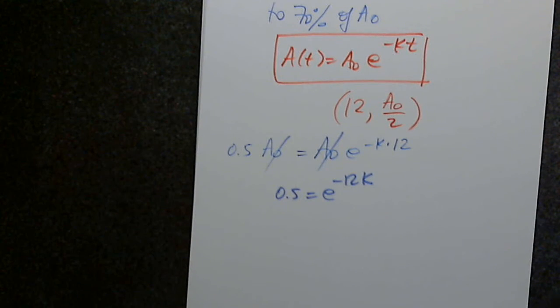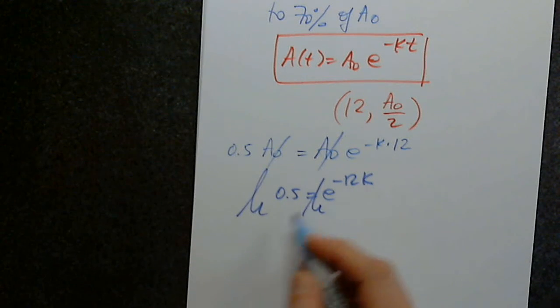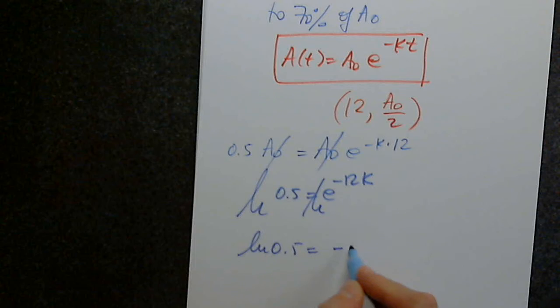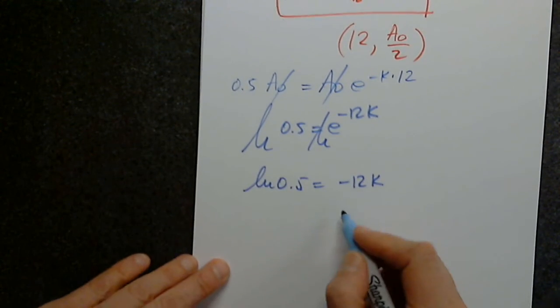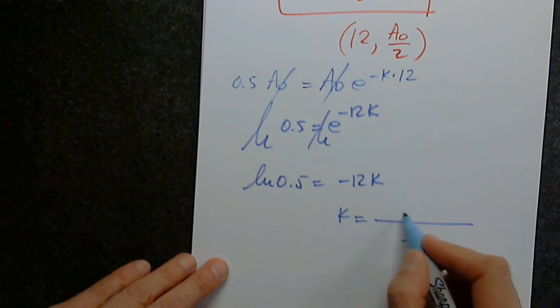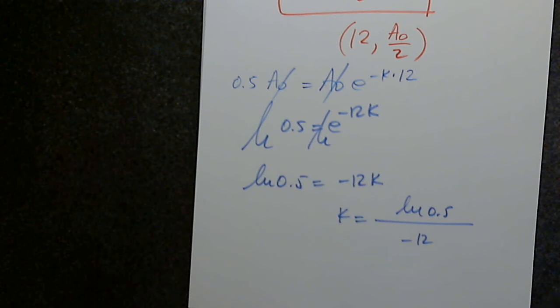So I'm doing all this for what? What am I trying to find? Indeed. How do I find k? What do I have to do? Yes. Apply natural log. So natural log 0.5 equals negative 12k. Therefore, k equals natural log 0.5 over negative 12. And when you have it, give it to me.